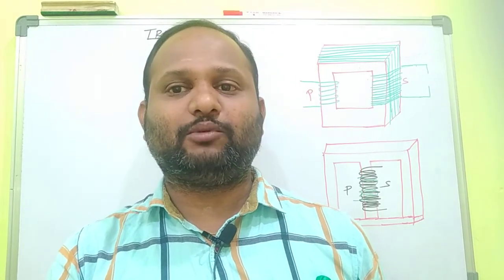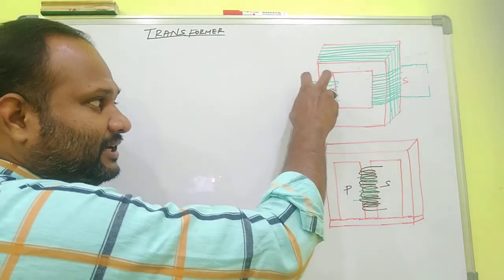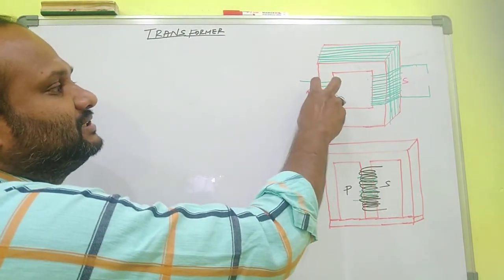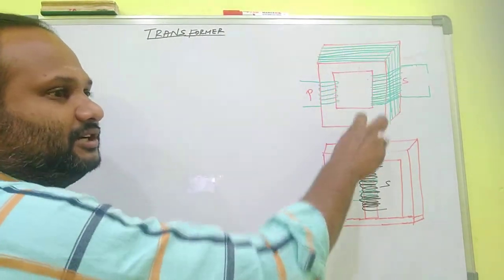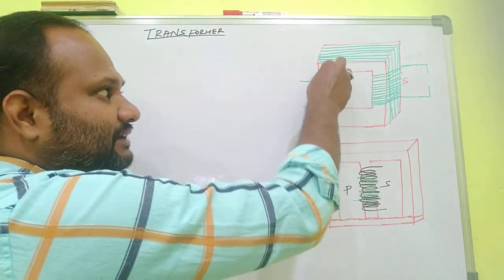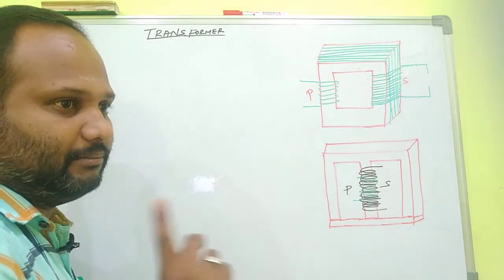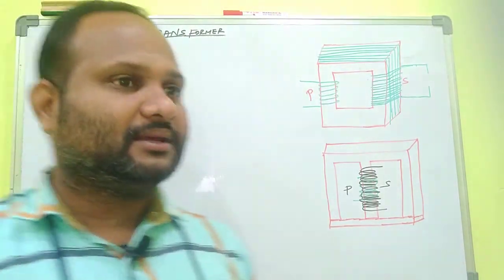We know very well about alternating voltage and alternating current. So when the input AC current is continuously changing, then due to the passage of the current, there will be a magnetic field around the primary coil.